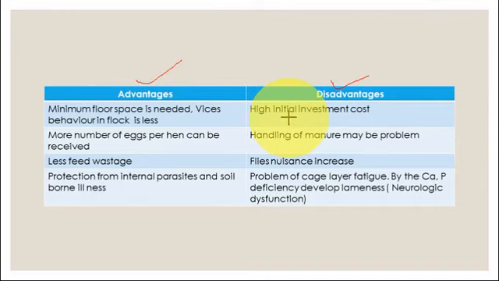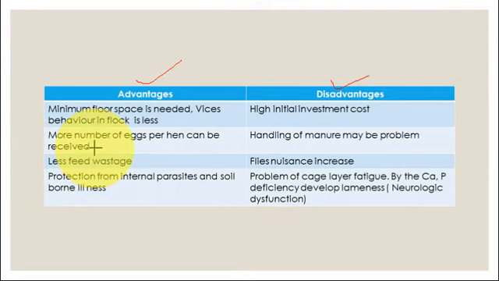Here the initial investment is very high, so much cost when compared with the deep litter system. In deep litter system, we just have the cost of the litter. Here in a house we need to accommodate a cage, so that's why the initial investment cost is very high. Here we can receive more number of eggs.